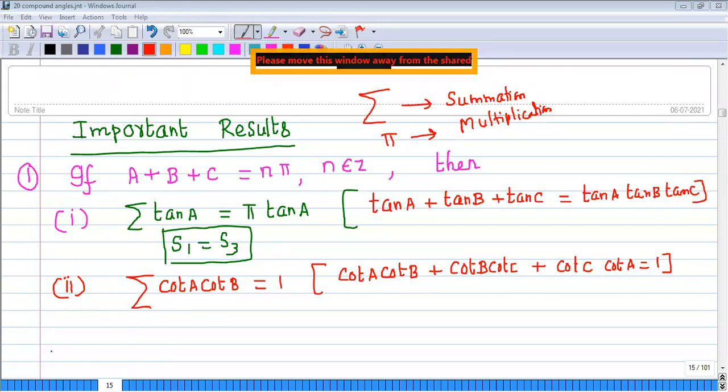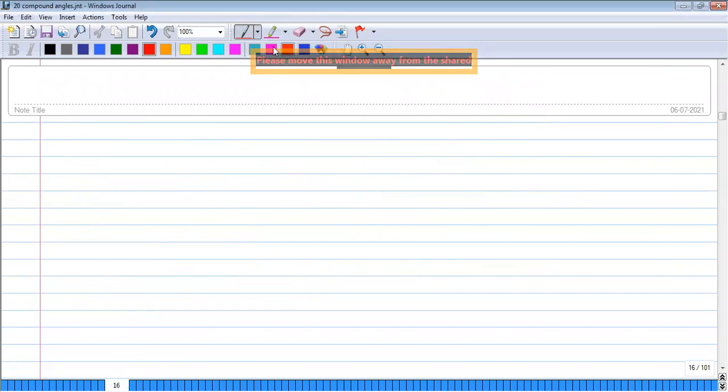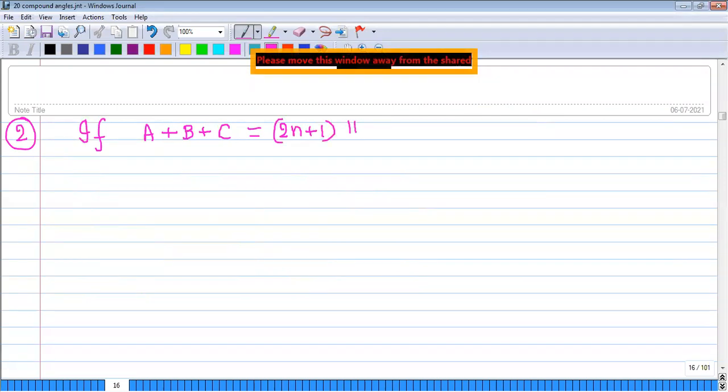So in this second property we need to discuss, if A plus B plus C is equal to odd multiples of pi by 2. Odd multiples means 2n plus 1 is the odd number, 2n plus 1 into pi by 2, or pi by 2, 3 pi by 2, 5 pi by 2, 7 pi by 2 and so on. Here n is an integer, n belongs to Z.